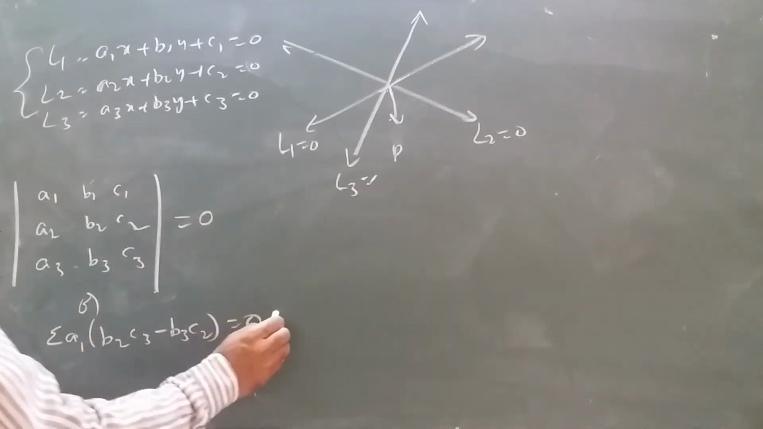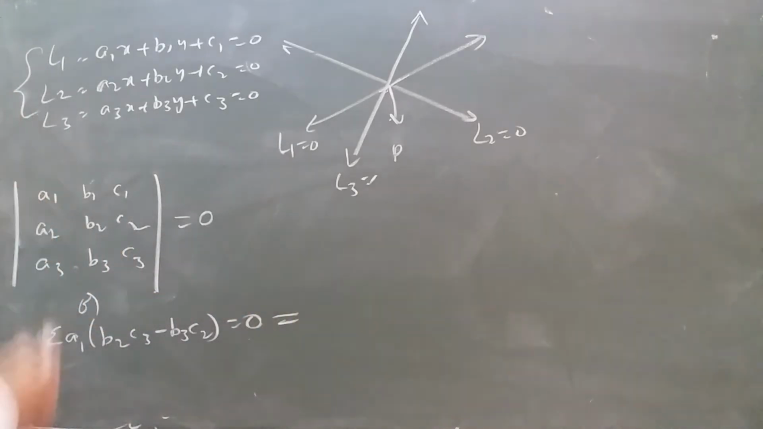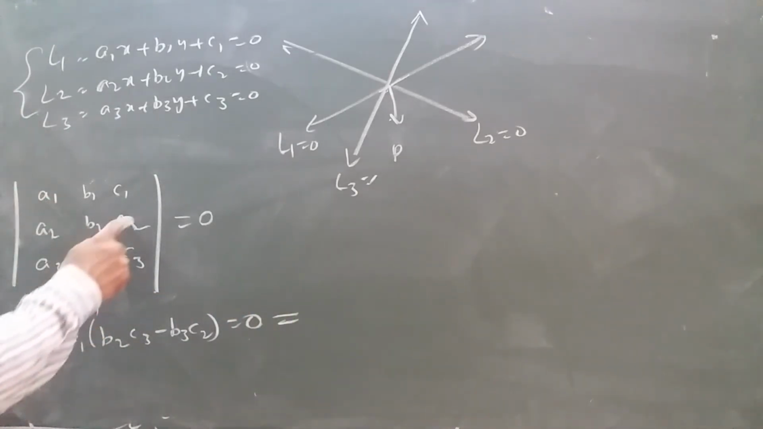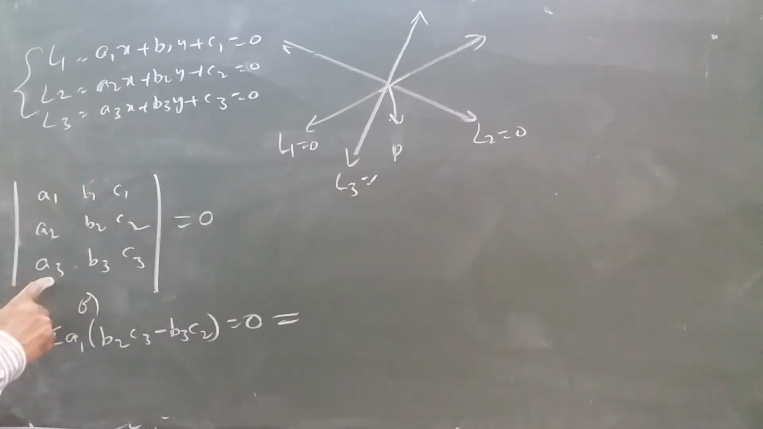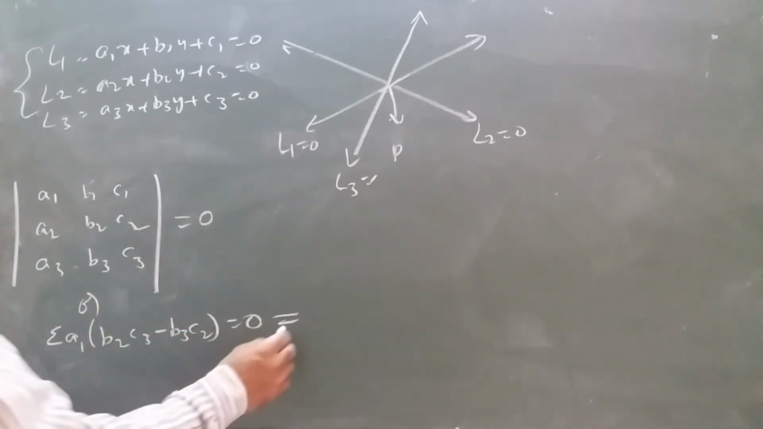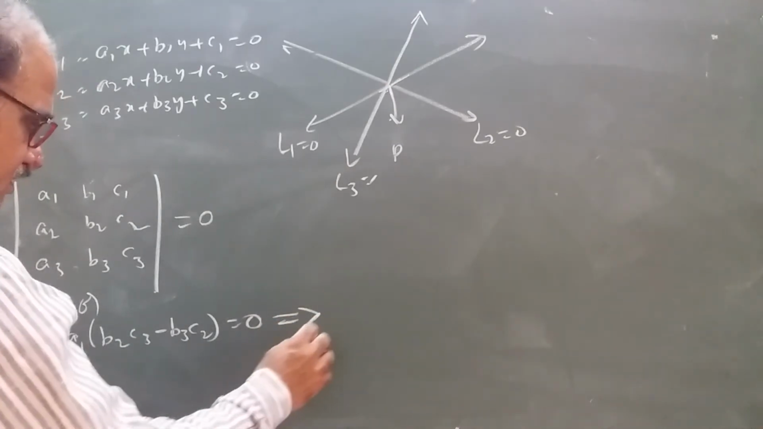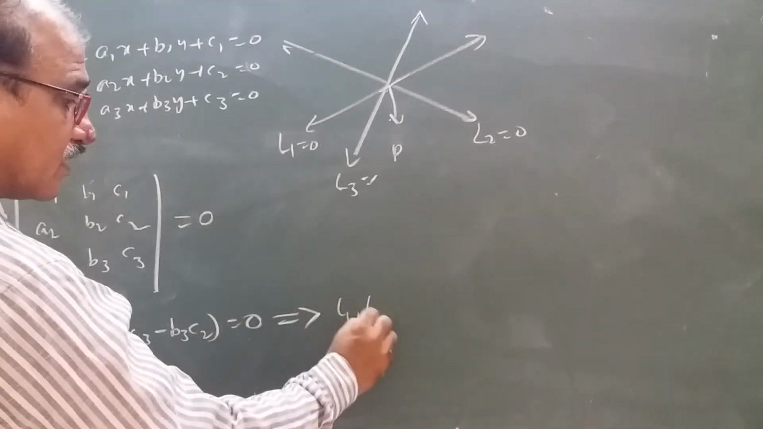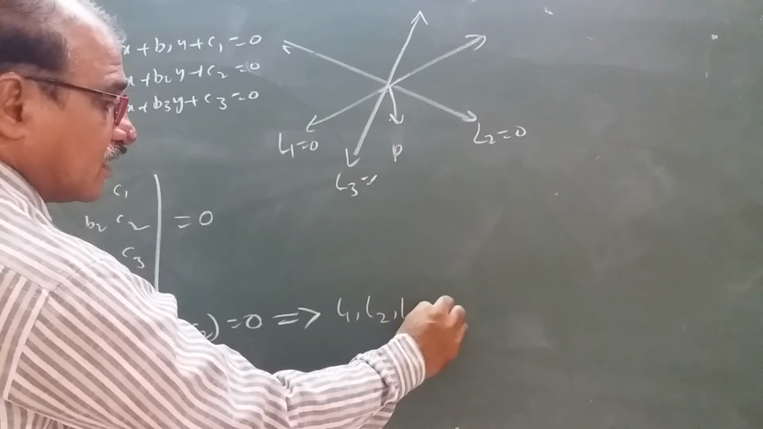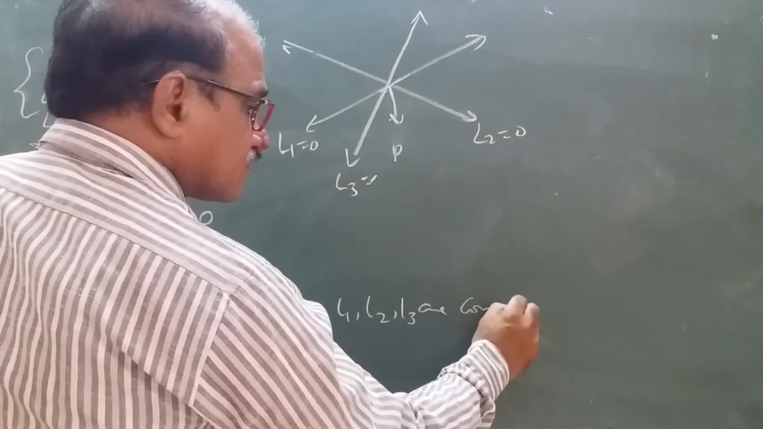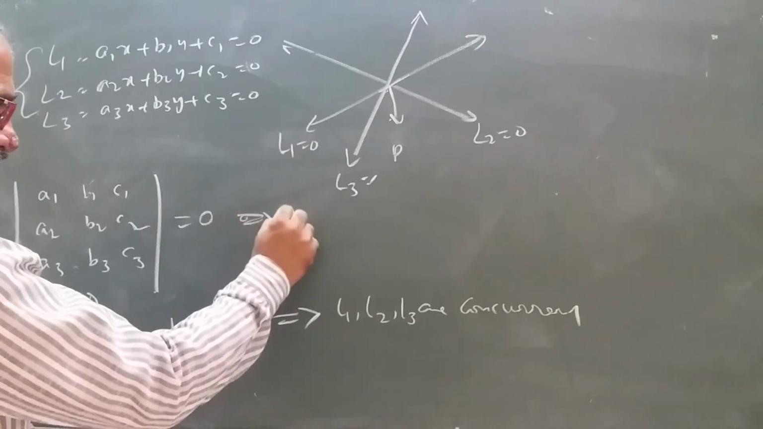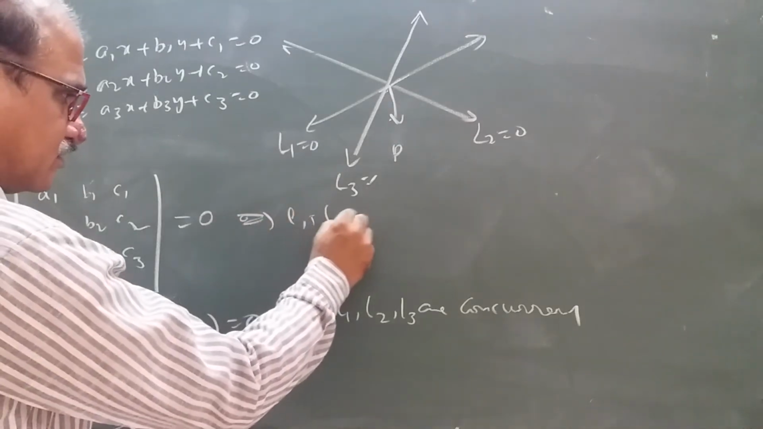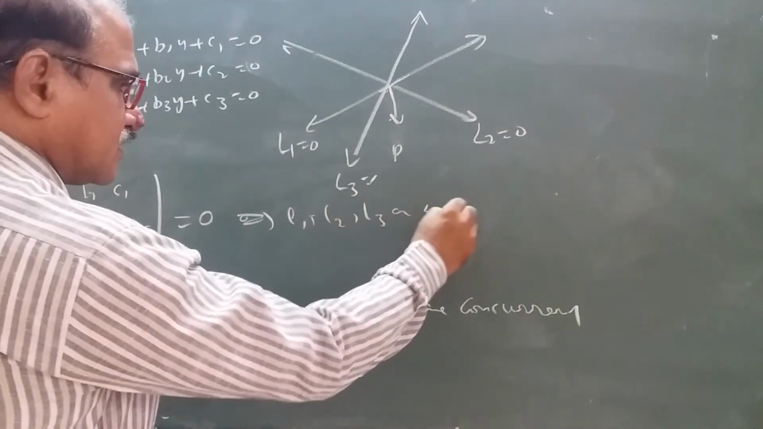Sigma is nothing but the expansion of this statement: A1 into (B2 C3 minus B3 C2) plus B minus B1 into (A2 C3 minus A3 C2). That implies L1, L2, L3 are concurrent.